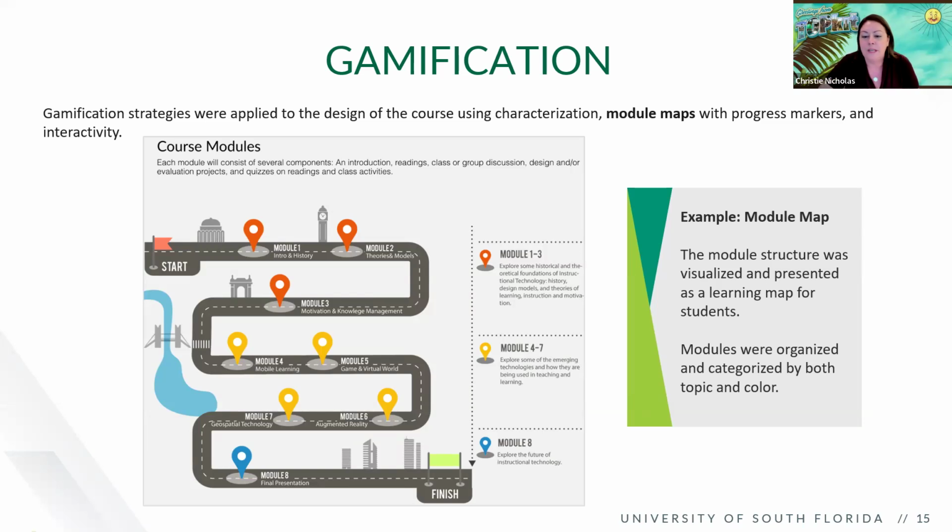So you can see here, and this reinforces the scaffolded design again, modules 1 through 3 cover the more historical foundational elements of the course. Modules 4 through 7 explore some of the emerging technologies, which, when we originally designed it, were things like mobile learning and virtual worlds. And then in the last part of the course, module 8, students explore the future of instructional technology. So it provides students a nice view of where the course is heading.